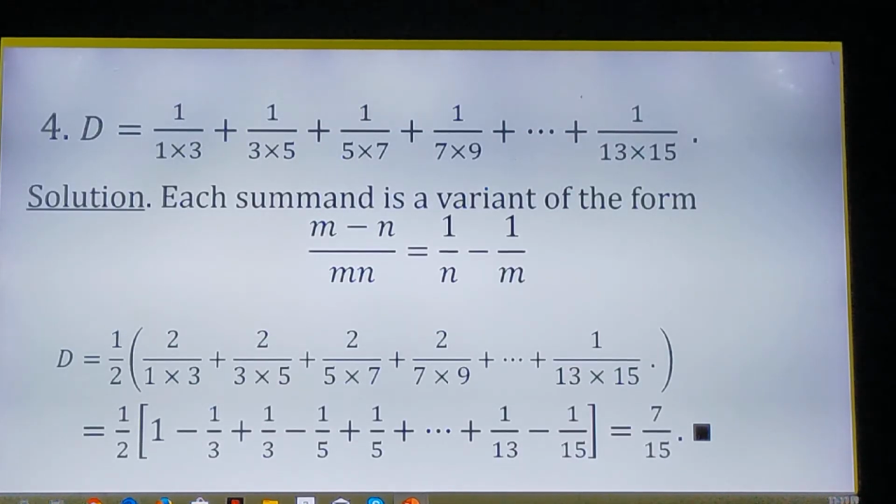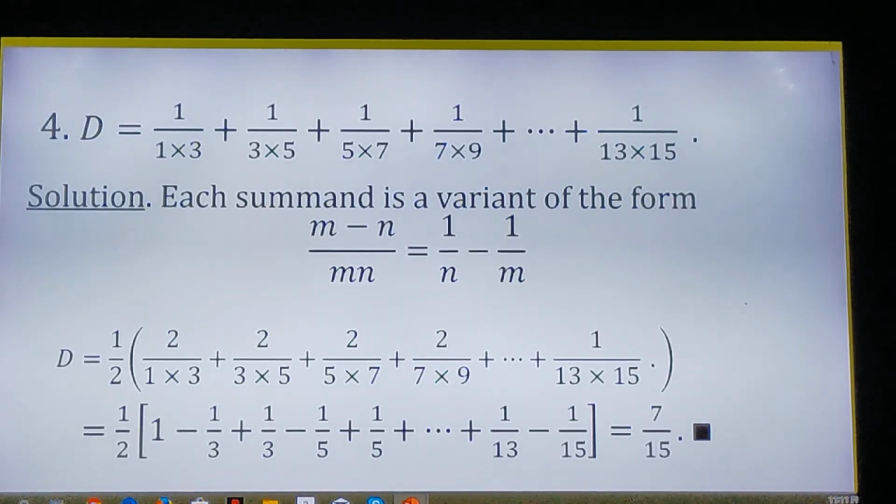Number 4, we have d is equal to 1 over 1 times 3 plus 1 over 3 times 5 plus 1 over 5 times 7 and so on plus 1 over 13 times 15. So this is similar to a previous problem where we use the fact that m minus n over mn is equal to 1 over n minus 1 over m.